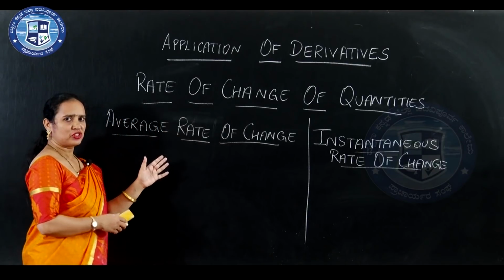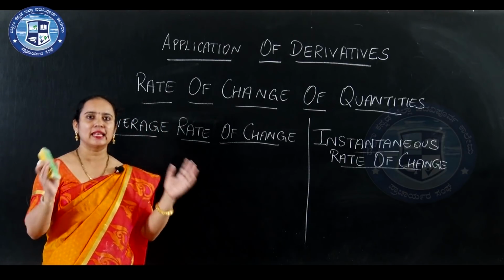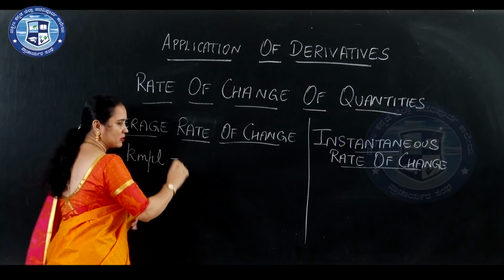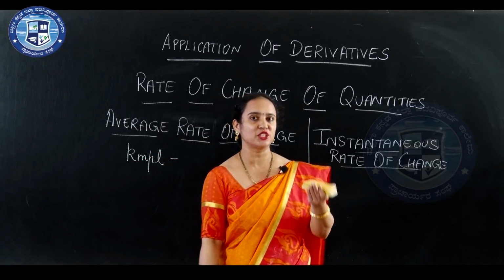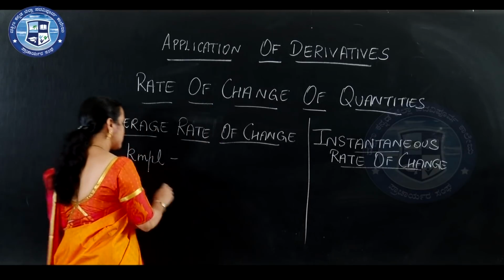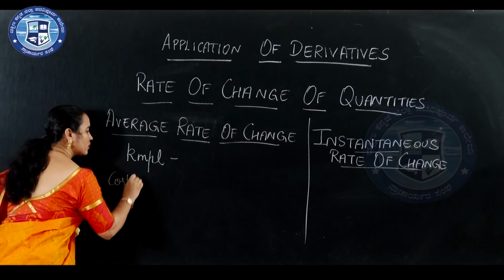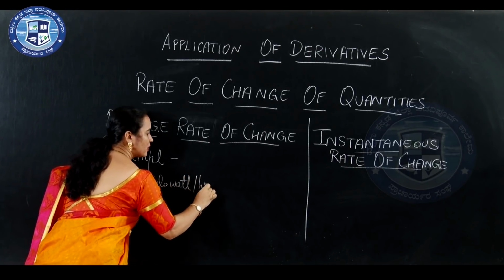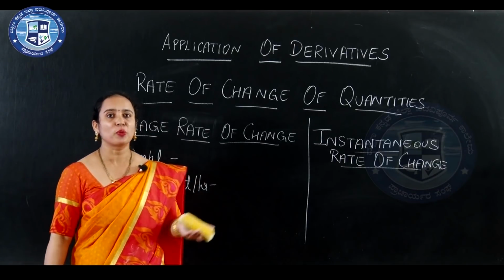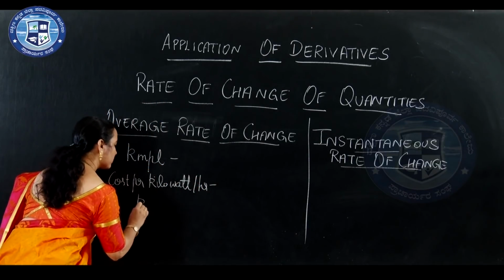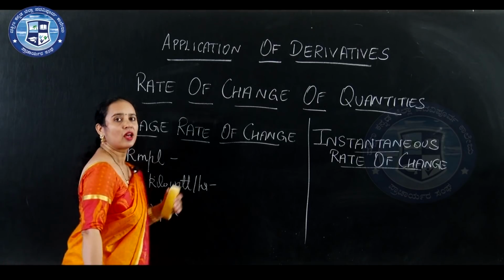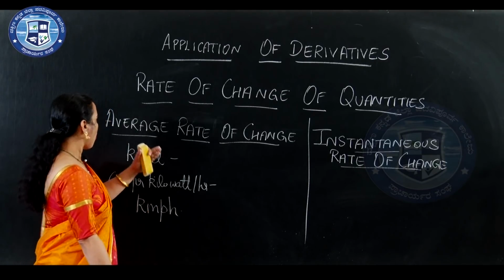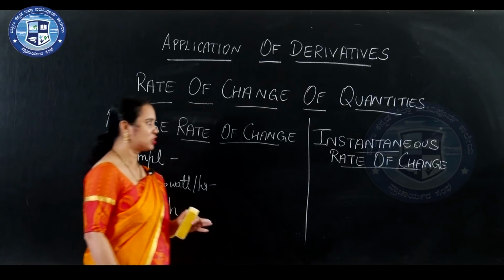Now, average rate of change is rate of change we calculate in an average. For instance, kilometer per liter, you know it very well, it is mileage of your vehicle. Cost per kilowatt per hour, electricity charges you pay every month. Kilometer per hour, of course you do not want me to say this, it is speed of a vehicle. So, all these comes under average rate of change.